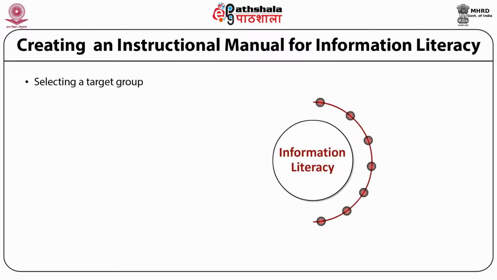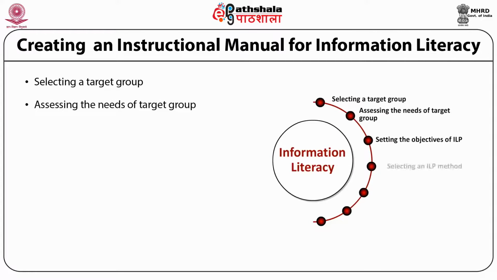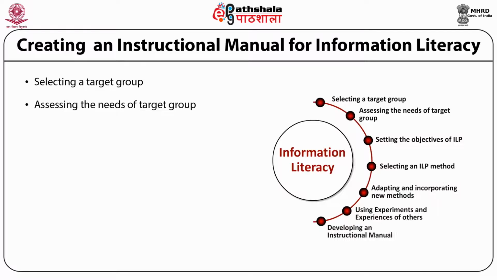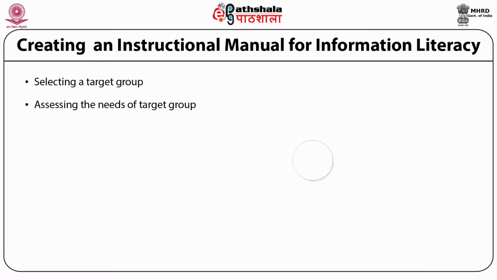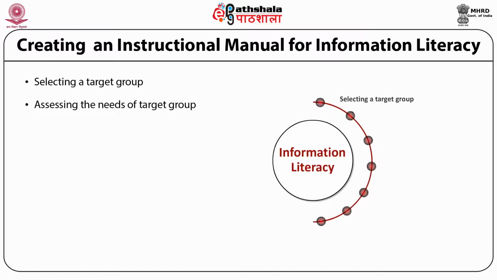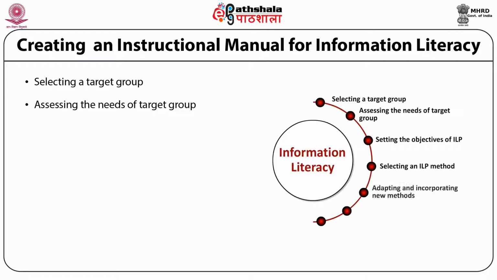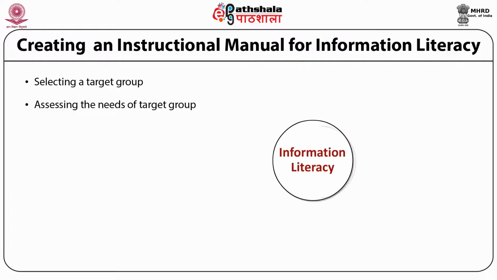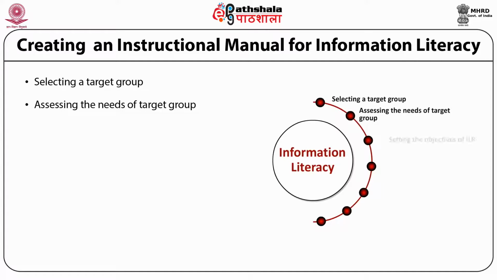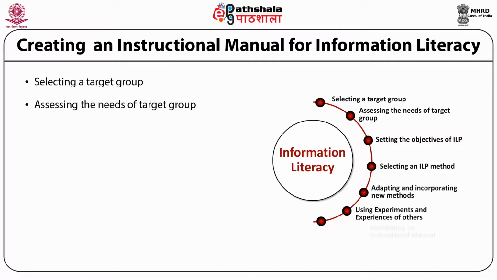The second step is assessing the needs of the target group. Once a target group is selected, the next step should be to assess their information needs. Both direct methods like surveys and indirect methods like analysis of library records should be used for the purpose.